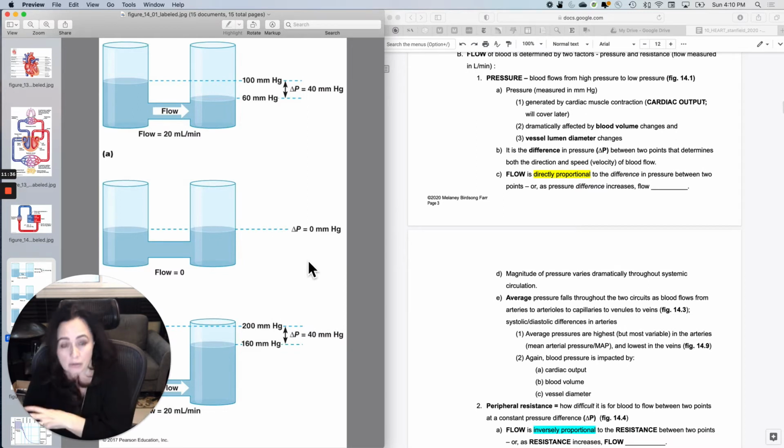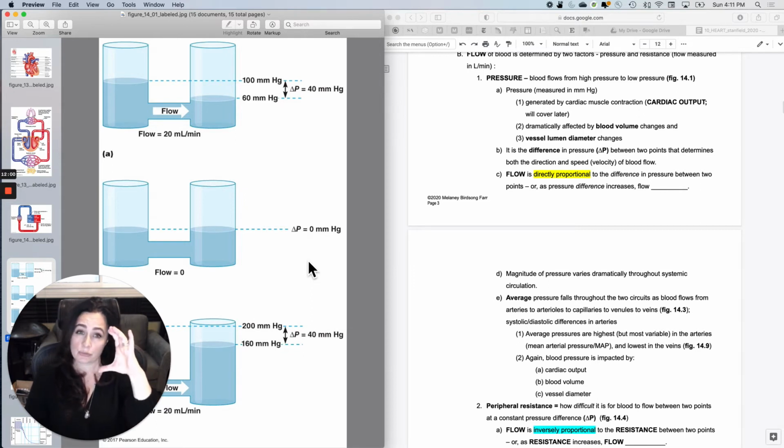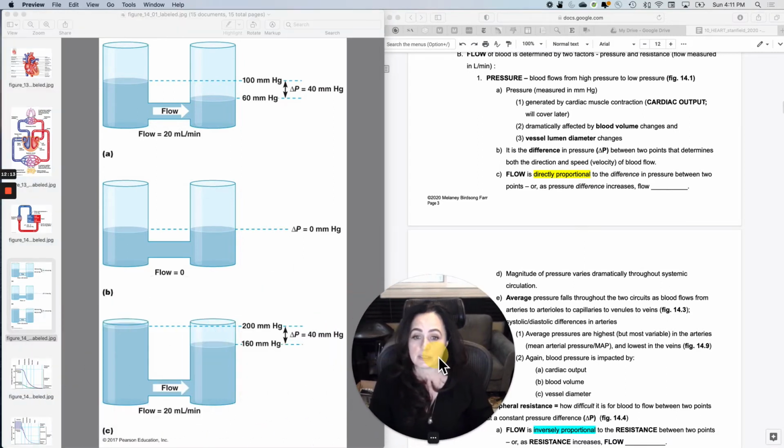So pressure is generated by what the pump is doing, but it's dramatically impacted by the volume of fluid in the tubes. A little bit of fluid in the tubes, low pressure; more fluid in the tubes, high pressure. So it's dramatically affected by blood volume. And then also it can be impacted by the size of the tubes. So the lumen diameter, if it's smaller, it's going to be higher pressure. If it's bigger, it's going to be lower pressure. So this is the general relationship of pressure. Let me show you what I mean about the whole delta P business in just a second.